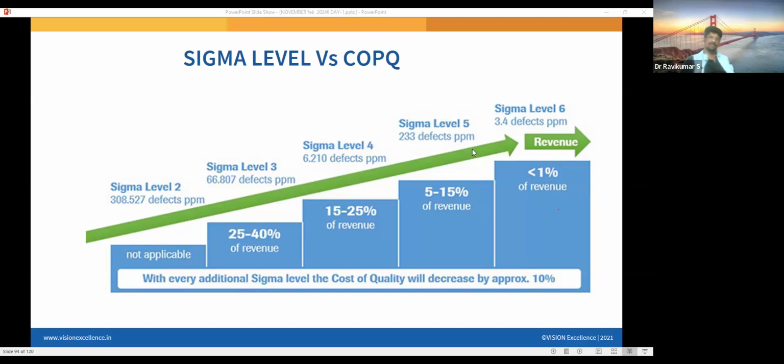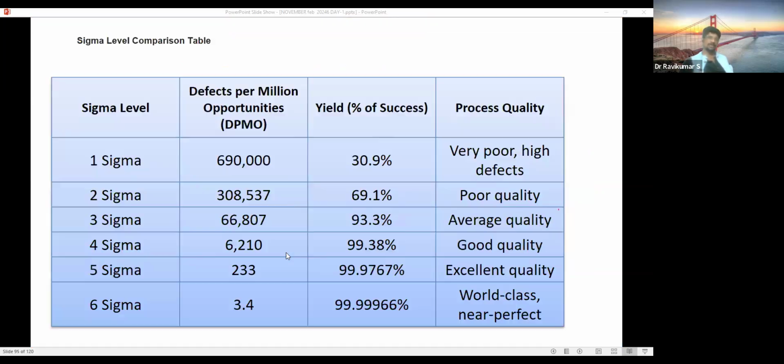If you go from sigma level 4 to 5, your revenue loss is just 5 to 15%. So you are getting a revenue of 85%, and the loss is just 15%. Of course, if you move to sigma level 6, your revenue loss is less than 1% and your profit is 99%. That is why all companies focus on sigma. Climbing the ladder of Six Sigma not only reduces the defects, but it helps you to improve the revenue in an exponential manner. Obviously that will lead to the growth of the company, and customer satisfaction also improves drastically. That is why all companies try to move up the ladder of Six Sigma.